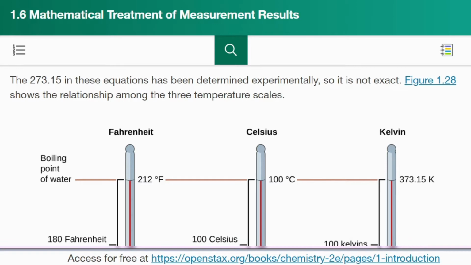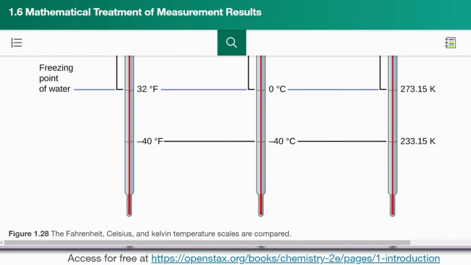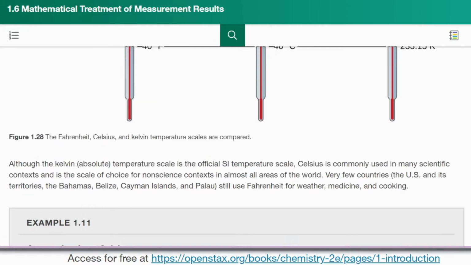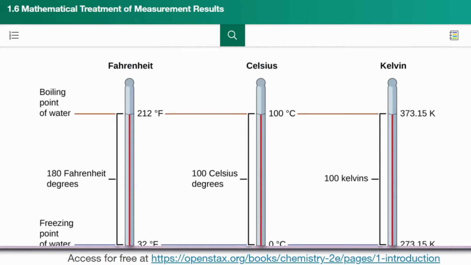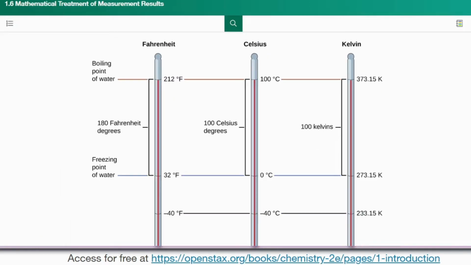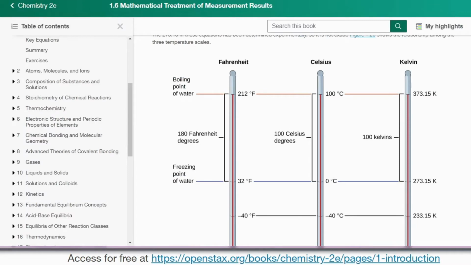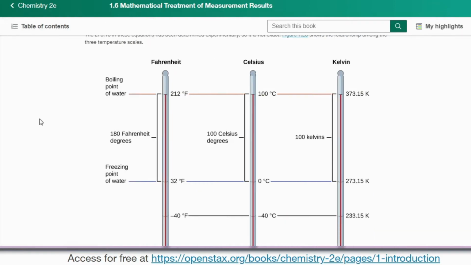So let me zoom out a little bit here. So you can see the temperature scales. Excuse me for a moment. Let me get rid of that. Okay, so you could see the Fahrenheit, the Celsius, and the Kelvin scales.